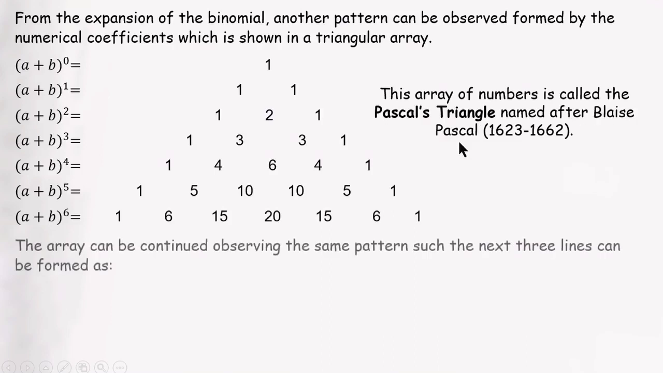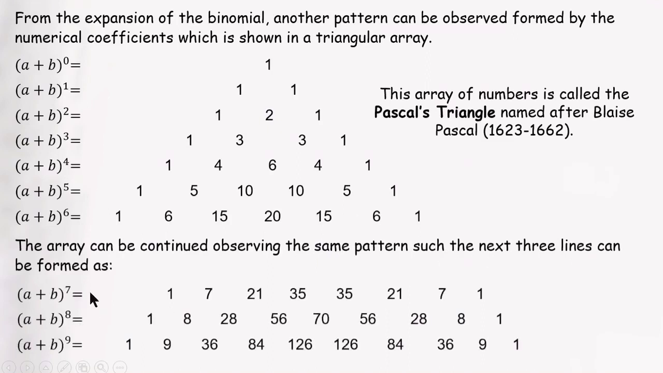The array can be continued by observing the same pattern, such that the next lines can be formed as the following. Observe that each new row of Pascal's triangle is formed by adding the elements of the previous row in pairs. Each row starts and ends at 1. 1 plus 5 is 6, 5 plus 10 is 15, 10 plus 10 is 20, 10 plus 5 is 15, and 5 plus 1 is 6.